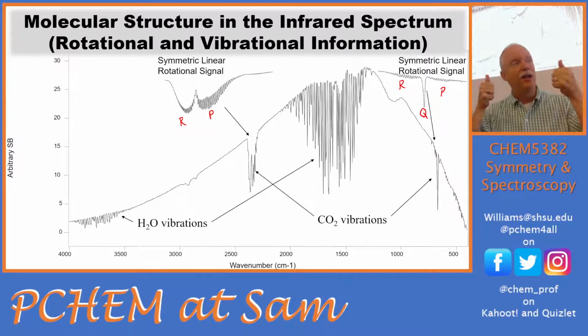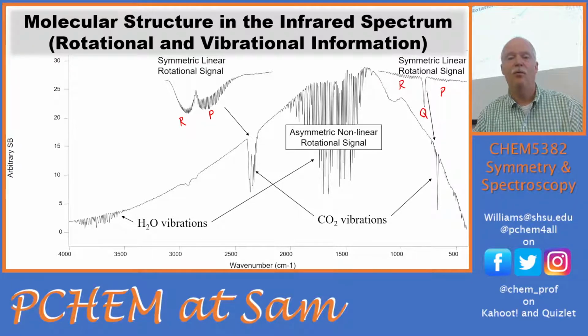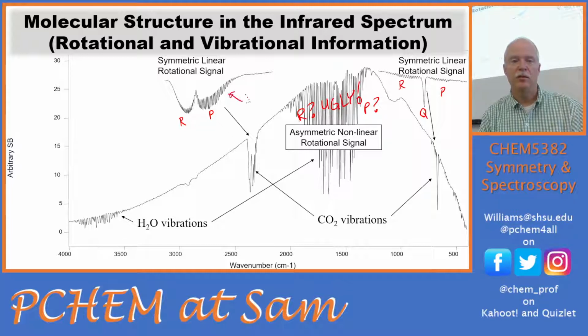So hey, local bond theory and Lewis dot structure is telling us that we got the right structure for CO2 and water. That's craziness. We don't really see clear P and R branches for water, right? It's ugly. This is beautiful.